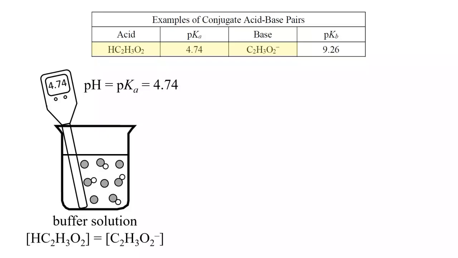So this is a buffer solution that contains equimolar, or equal mole, amounts of acetic acid, which has the chemical formula HC2H3O2, so that's a weak acid, but it also has the same number of moles of the acetate ion, which is the conjugate base, and that has the chemical formula C2H3O2-. So equimolar amounts of acetic acid and acetate in this buffer, and the pH is equal to the pKa for acetic acid, and that's 4.74.